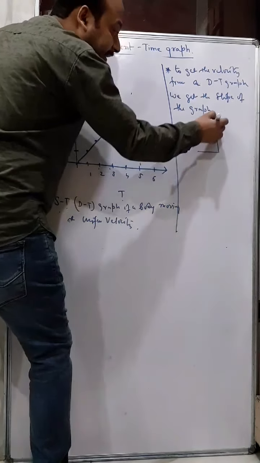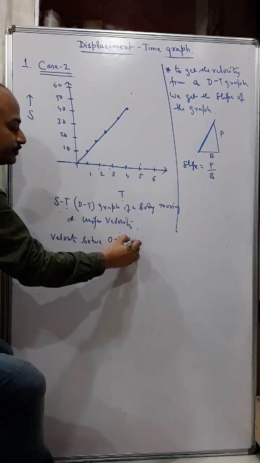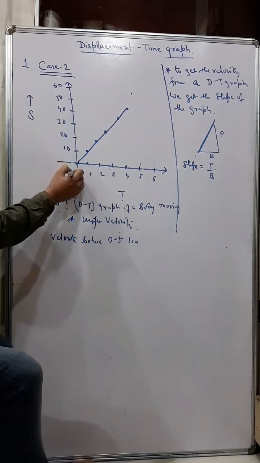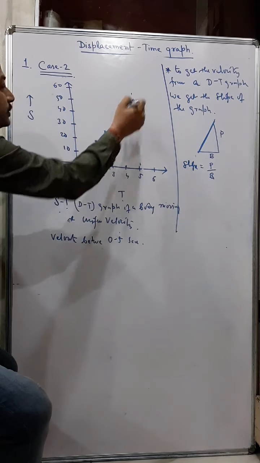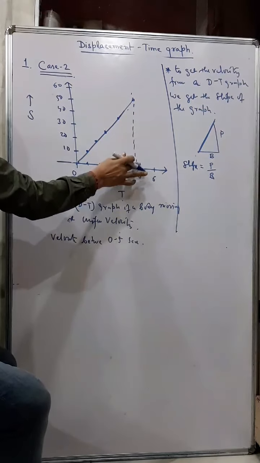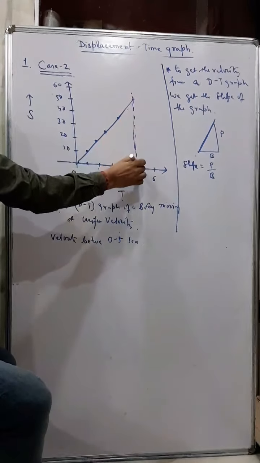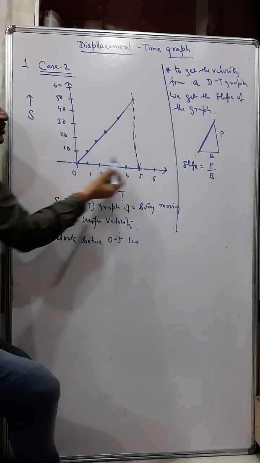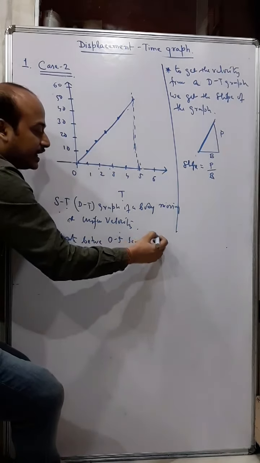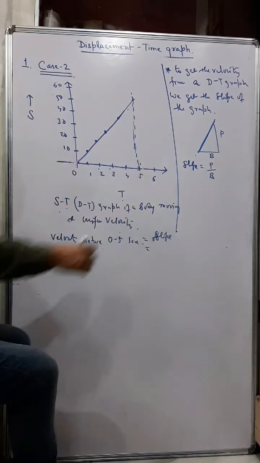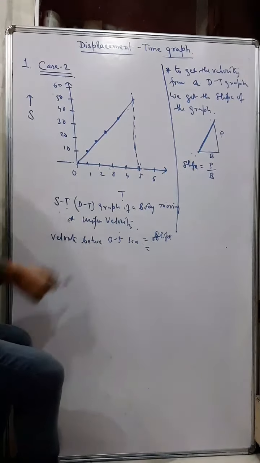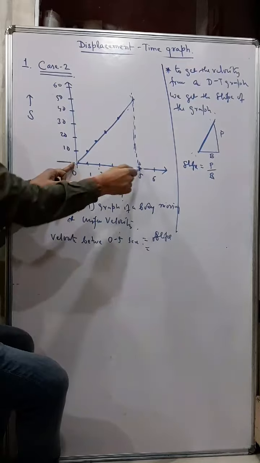So if I get the velocity between say 0 to 5 second, so this is 0 and 5 seconds, so at 5 seconds we'll cut the graph like this, and since they told 0 to 5 second, I'll get the slope of the graph between 0 to 5 second. And I told you slope means perpendicular by base.